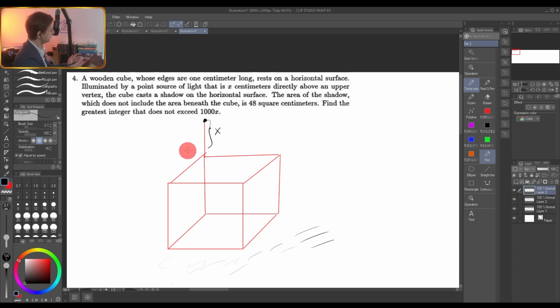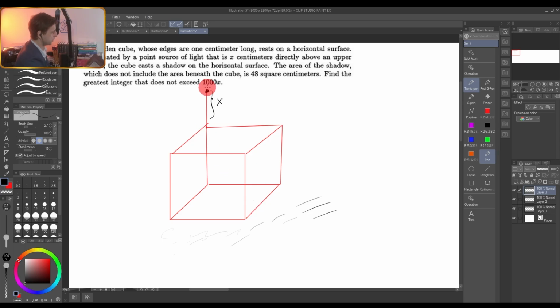When someone tells you that there is a light point source, it means that it emits the light in all directions, everywhere. And the cube casts a shadow on the horizontal surface. So if the light source is here, what would be the form of the shadow? Very simple and obvious question. Obviously, there will be no shadow on this side and behind the cube, because the light source emits light in every direction. There will be no shadow here, and the only shadow that we will have from this light source will look like this.